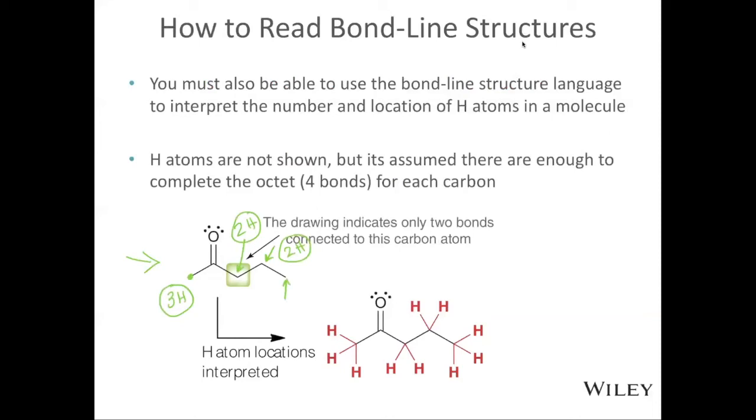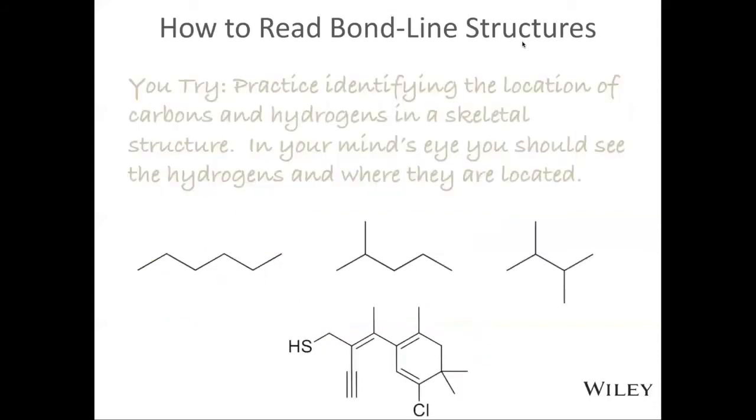And this end one here is going to have 3 H's to fill the octet. If we were going to draw the hydrogens in, which we will not, but if we were, just to show you, they're drawn in red below. So I want you to try practicing here. And again, you can pause your video, but see if you can identify the location of the carbons and the hydrogens in these skeletal structures. In your mind's eye, you should see the hydrogens and where they're located.